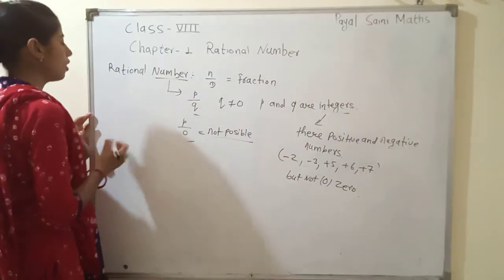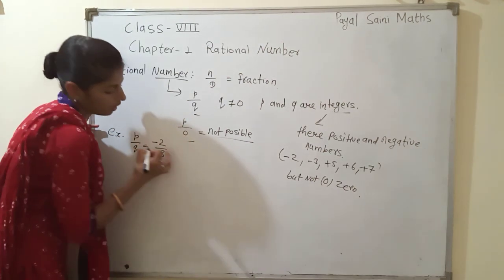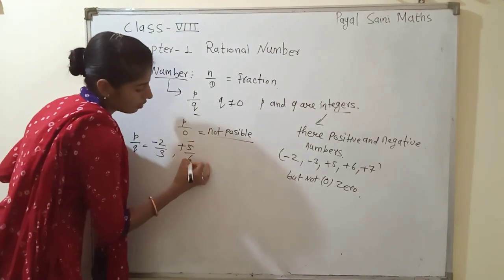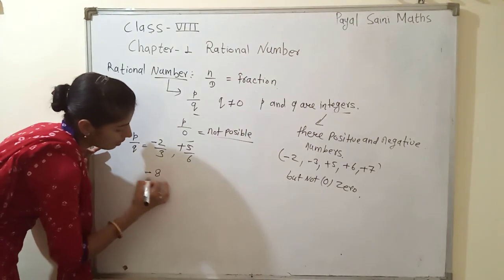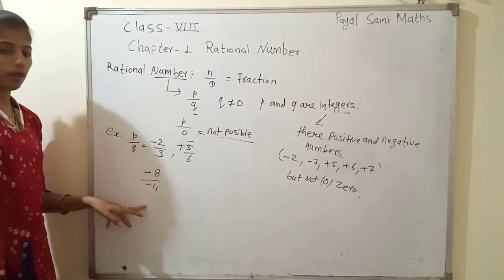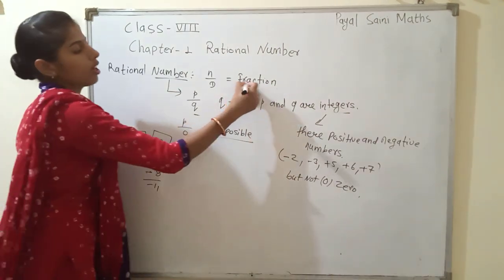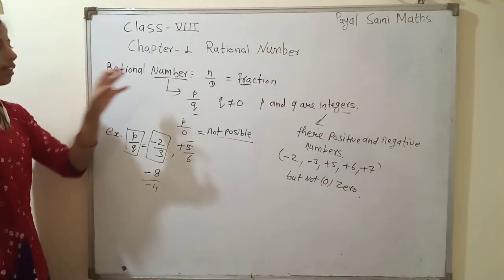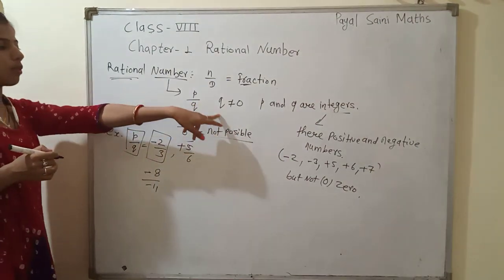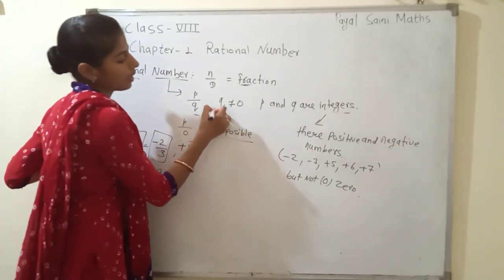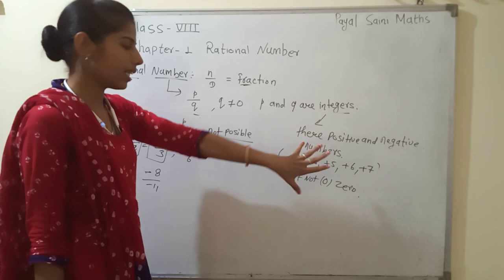For rational number examples of p by q, I write -2 by 3, plus 5 by 6, and also -8 and -11 as p and q. Fractions are also called rational numbers. The fixed definition of rational numbers is a number written as p by q, where q is not equal to 0 and p and q are integers, and we already read about integers.